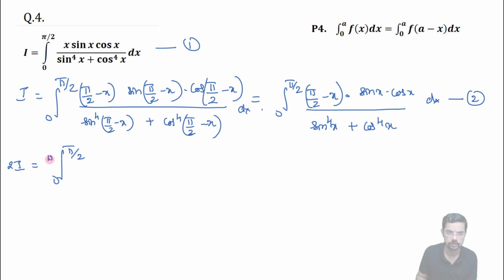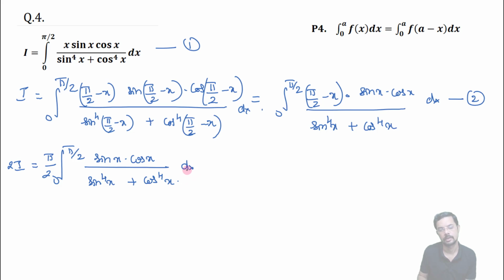and that again will be constant, so it is pi by 2 into sine of x into cos of x divided by sine raised to 4x plus cos raised to 4x into dx. When we come across this kind of problem where we have sine raised to 4x plus cos raised to 4x in the denominator, we divide the numerator and denominator by cos raised to 4x, so that we can get tan in the denominator and sec square in the numerator. We shall divide the numerator and denominator by cos raised to 4x.